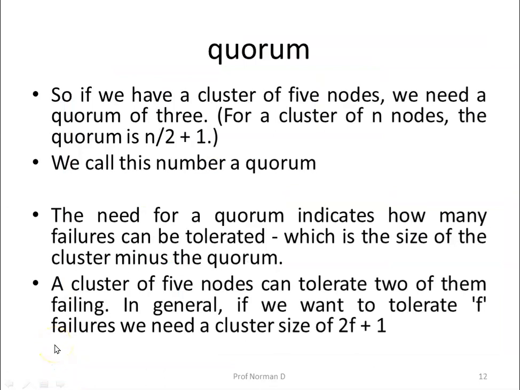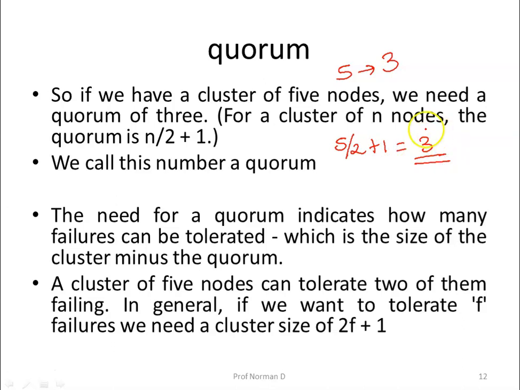Now we require to know certain terms, like we'll be using something called quorum. So now what is this quorum? If we have a cluster of 5 nodes, we need to know what the quorum is. So if it is a cluster of 5 nodes, the quorum would be 3. This particular number is called quorum. So how do we get 3? 5 divided by 2 plus 1, we get 3.